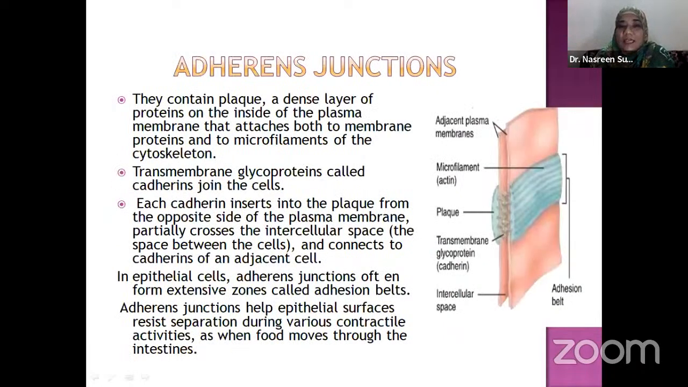Next you have adherens junctions. Adherens junctions means there will be a dense layer of proteins inside the plasma membrane. This will attach both the membrane proteins and the microfilaments of the cytoskeleton. Now transmembrane glycoproteins called cadherins join the cells. You can see cadherins here. These ones.